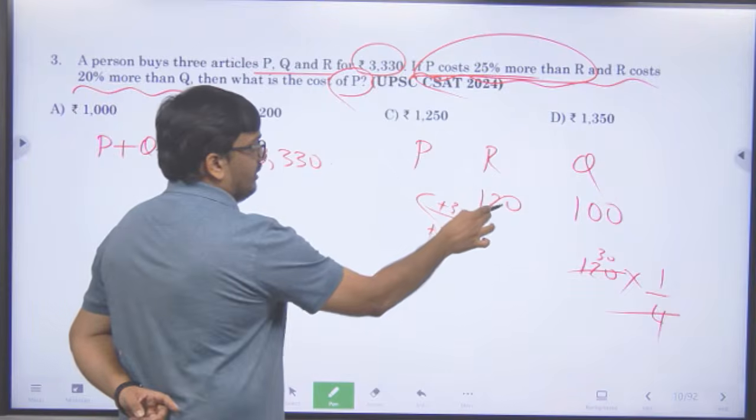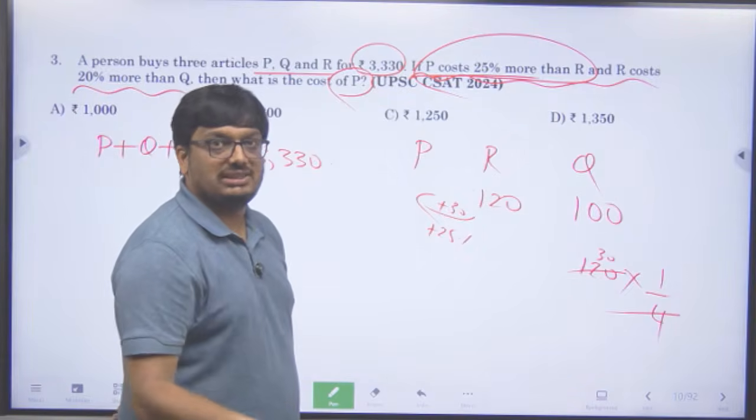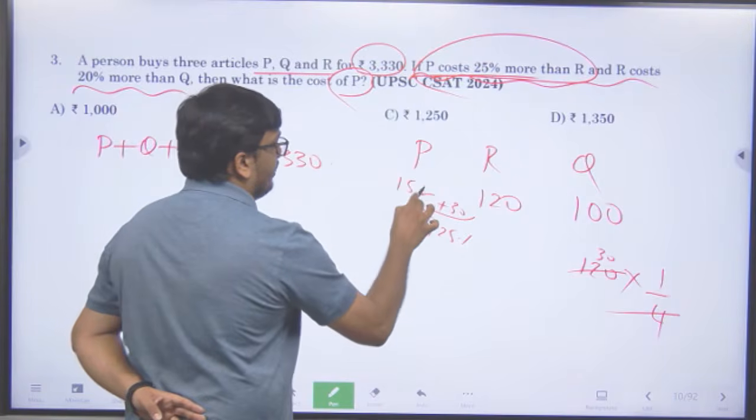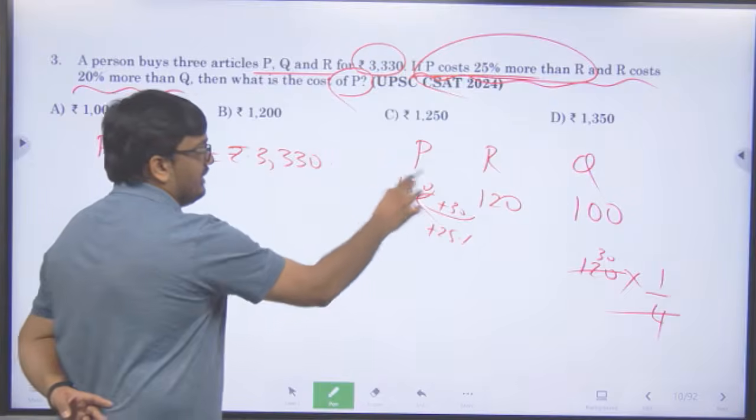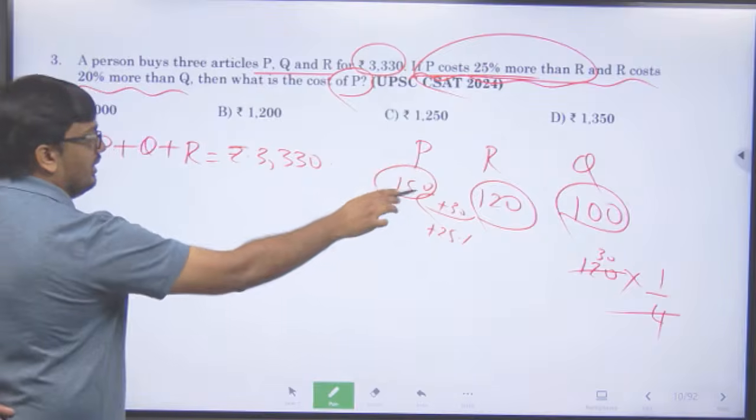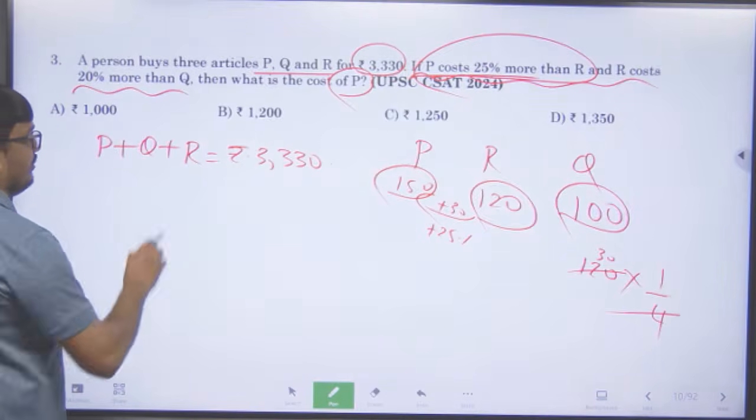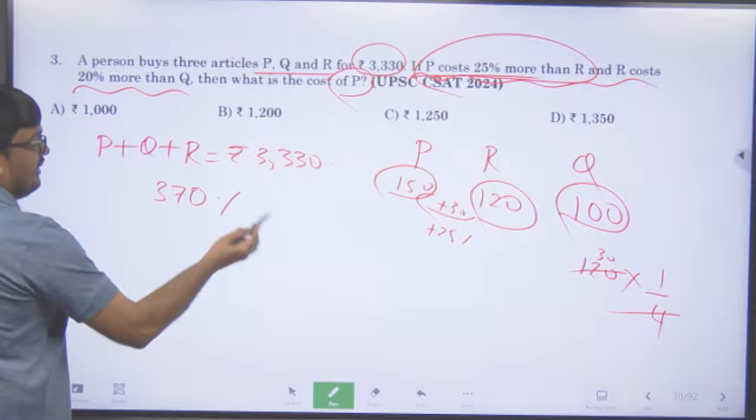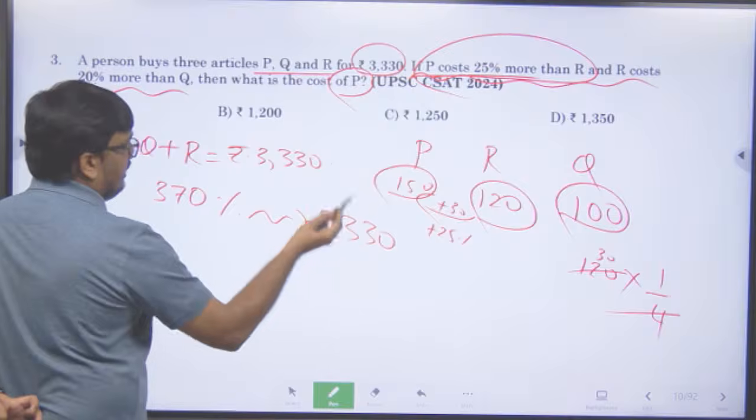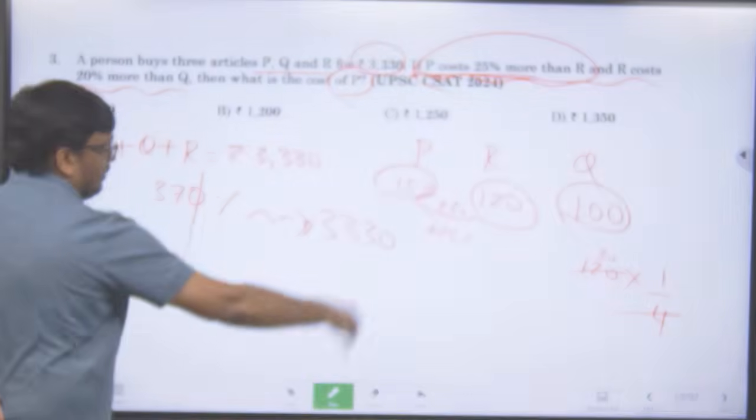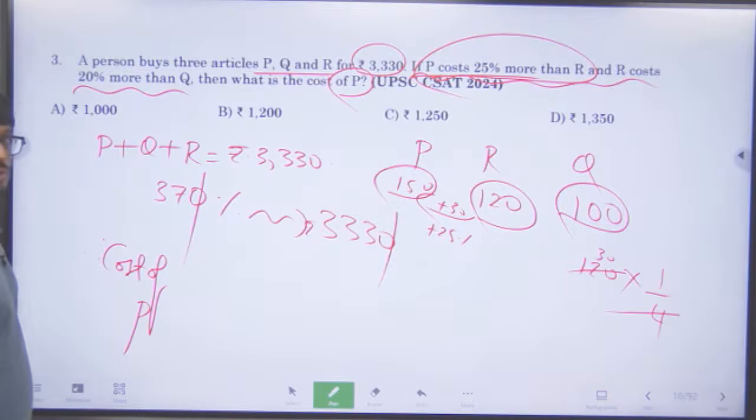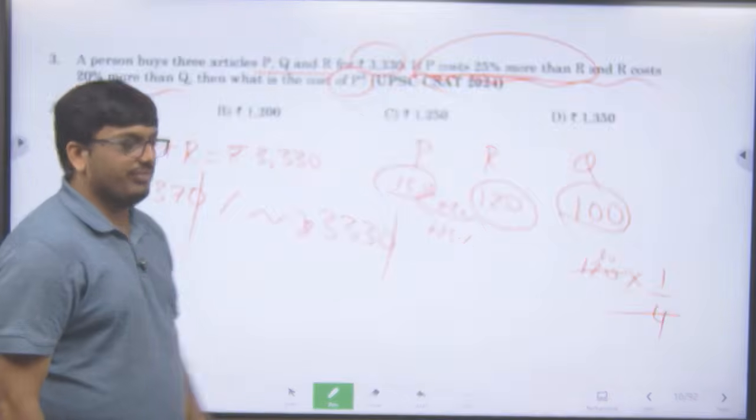Sorry. Okay. For 120, 50% is what? 60. 25% means half of 60, that is 30. 120 plus 30, that is 150. Value of P is 150. Q is 100. R is 120. Add all these: 100, 100, 100, 300. 50 plus 20, 370. 370 percentage is nothing but 3,330 rupees. 10 cancel. You should find cost of P. How to find cost of P? P will get 150%.